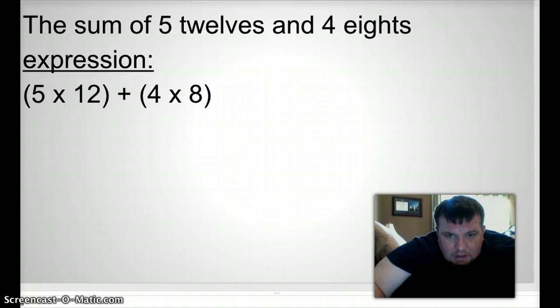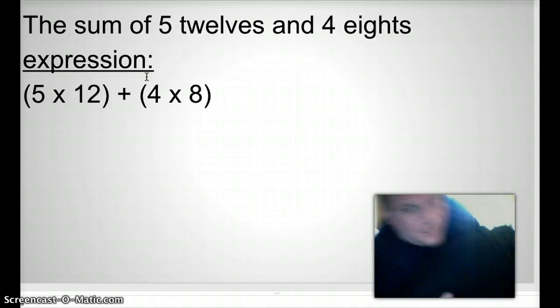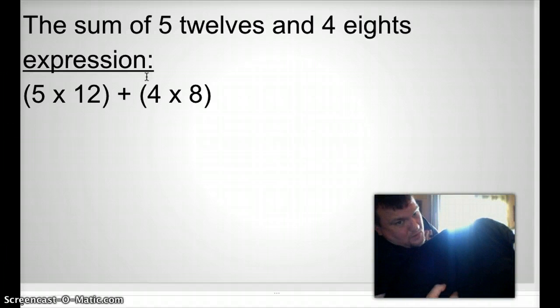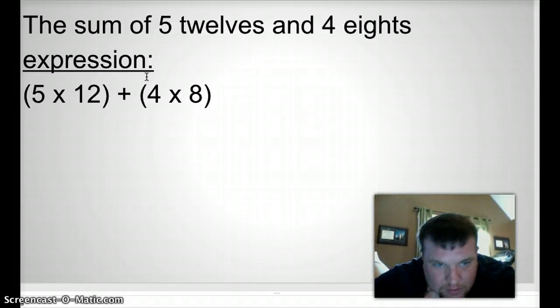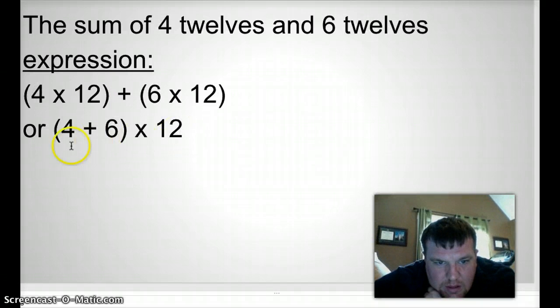Back here, that didn't work because we had 12s and we had 8s. So we couldn't add those two together because they were separate units. We have 12 units and we have 8 units. So you couldn't just combine them together like we can here. 4 plus 6 is the same because they were both 12s.